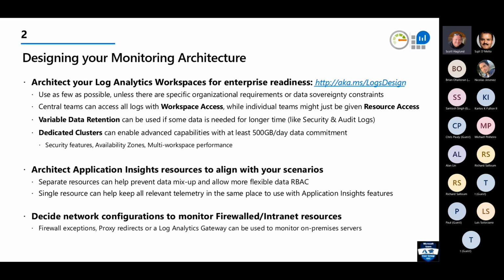Variable data retention can be used also. Sometimes you need data for a longer time frame, like security and audit logs. But other times, as far as an application log, 30 days would be more than sufficient, maybe 60. Central teams can have access to all those logs with direct workspace access. So while individual teams might just need resource access, you can now start to say, I will have that security group be able to go into my data logs for 90 days, and then I can put a role-based strategy around that. So they can only read, where some of the application folks can read and update.